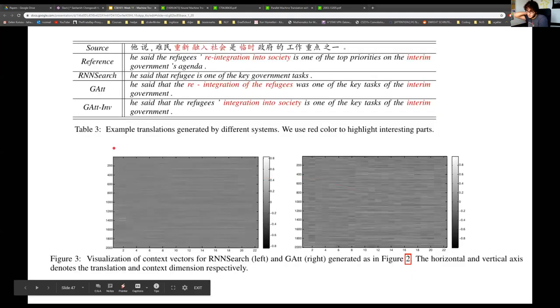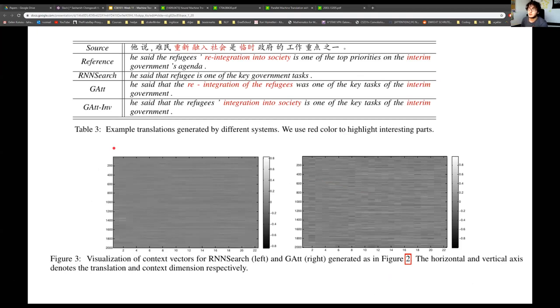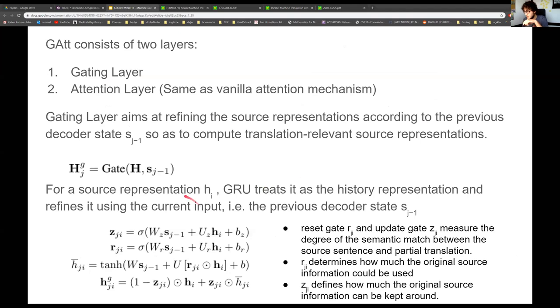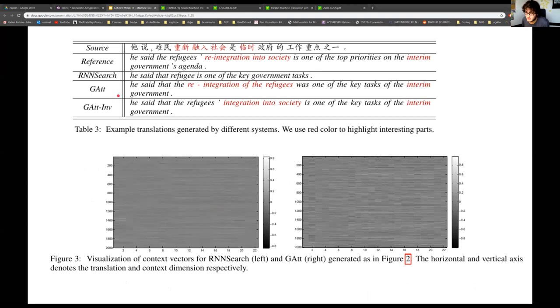Here are some example translations generated by different systems. The RNN search here is basically the vanilla attention, the previous paper. You can see that gated attention does a much better job in the translation, although it's just a sample from the paper, so we don't know. The gated attention inverse here is, as the name suggests, just the inverse of this. Rather than feeding the source representation as history and the decoder state as the current input, they reverse it and feed the decoder state as the history and the source representation as the current input.